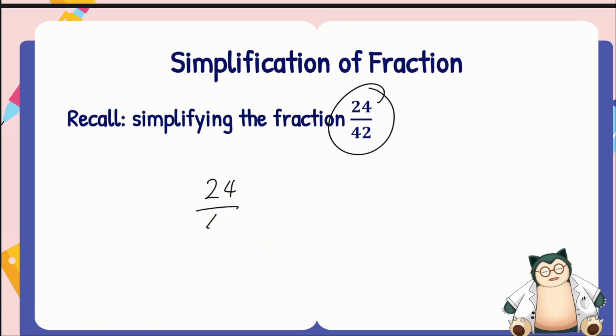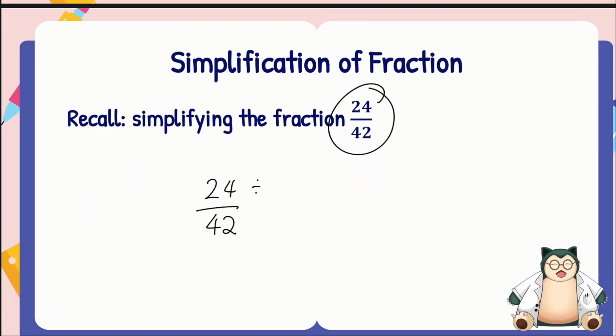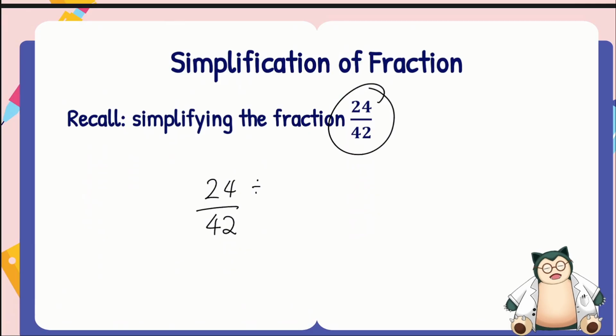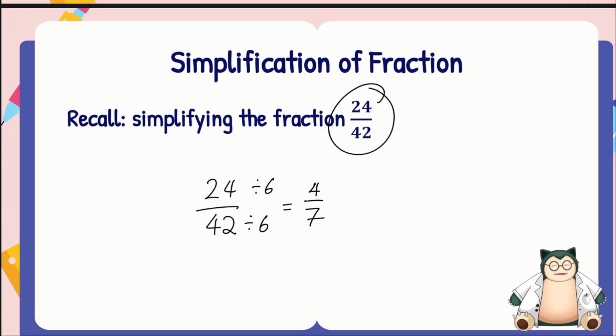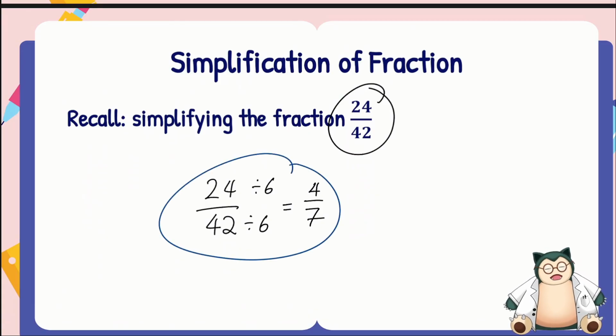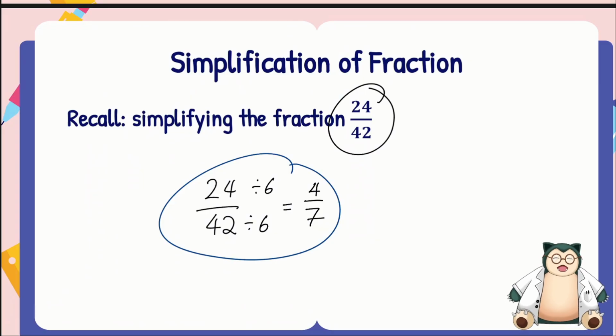Some of you may know what we can do is divide by the same number in the numerator and denominator. Let's say we divide by 6 in the numerator and denominator, we will get 4 over 7. Correct? This is what we call our simplest form because we cannot divide the numerator and denominator any further. However, what you're actually doing is forming common factors.